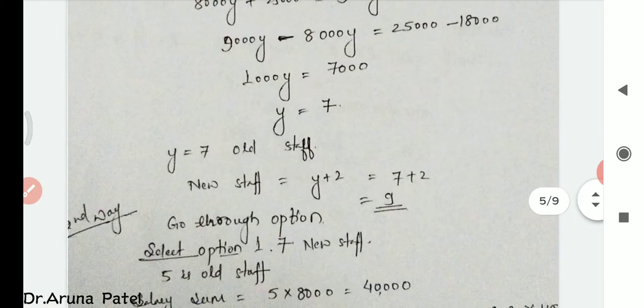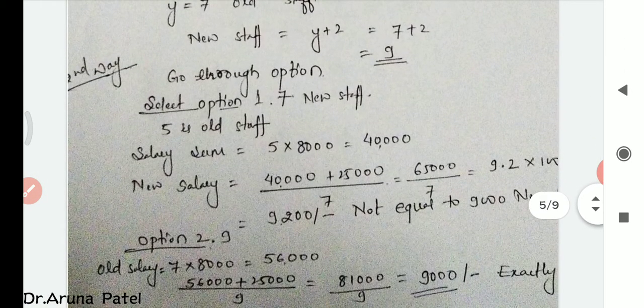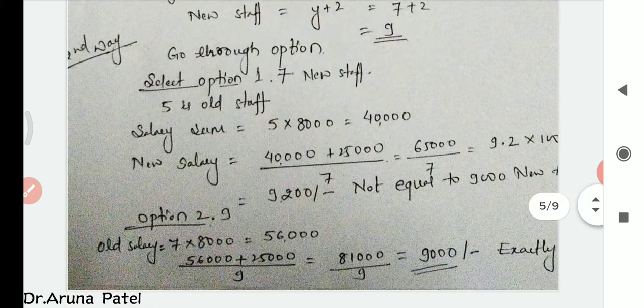Now you see the second way of the solution. Go through the options. Select option number 1. 7 is the new staff, then 5 is the old staff. Then the salary sum is 5 into 8,000, so you get 40,000. And the new salary increase is 25,000. So 40,000 plus 25,000 divided by 7. On simplification, you get 9.2 into 1000, meaning 9,200, which is not equal to the new average salary. The new average is 9,000, so this option is not correct.